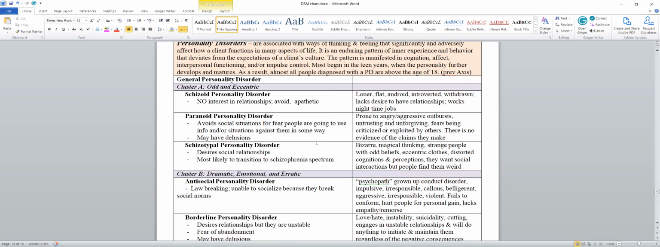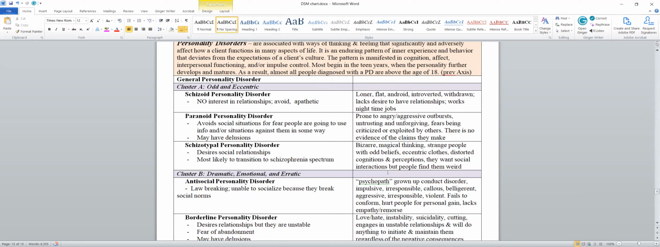The paranoid personality disorder avoids social situations for fear people are going to use information or situations against them in some way, and they may have delusions. They're prone to angry or aggressive outbursts. They're untrusting and unforgiving, and they fear being criticized or exploited, even though there's no evidence of the claims they make. So it's probably a delusion that they're having, and that's paranoid personality disorder.